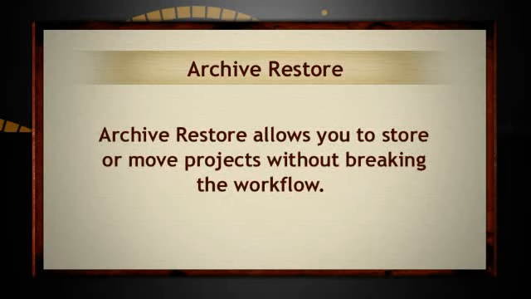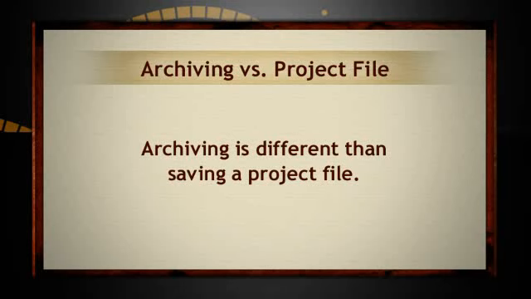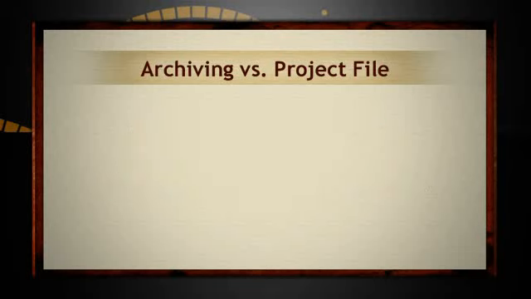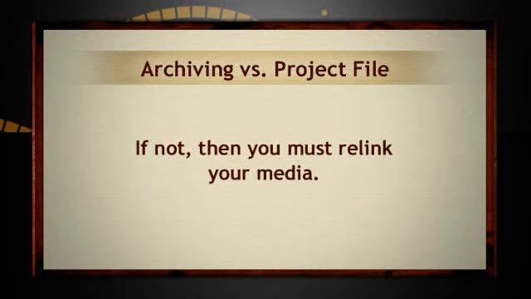Archive Restore is perfect when you're trying to store projects or move them from one PC to another without the risk of breaking the workflow. You know, what is an archive? Archiving is different than saving a project. A project file is a file that remembers file locations and attributes of different elements in your project. Since the project file remembers where and how the original elements were used, all of the elements must be in the exact location as when the project was originally saved. If not, you'll have a missing media warning that the media must be relinked before you can continue.